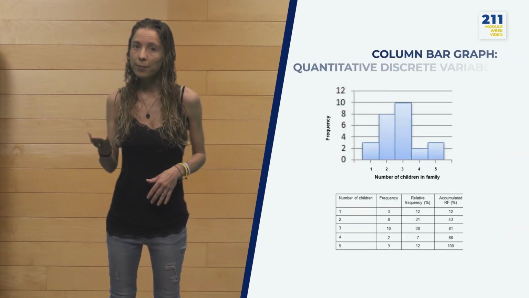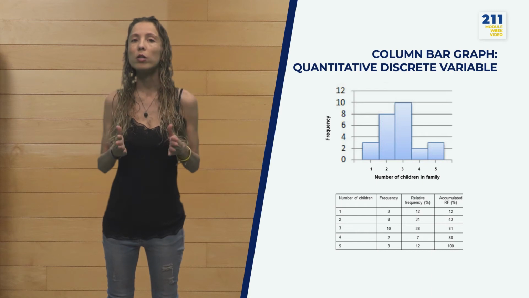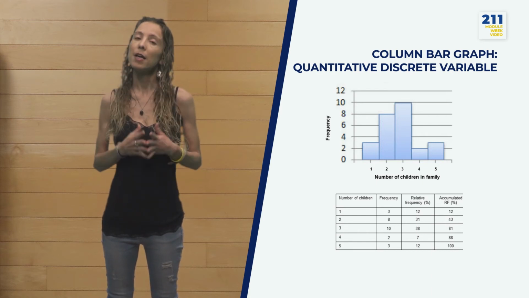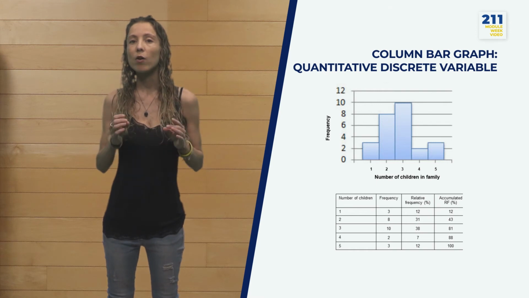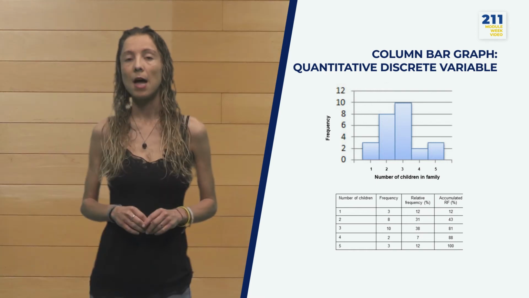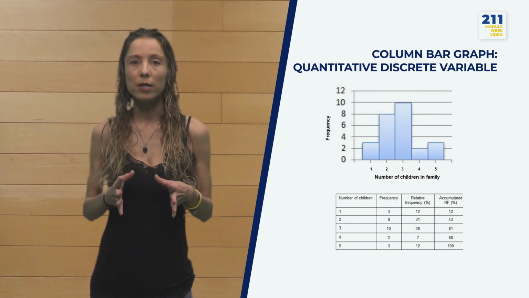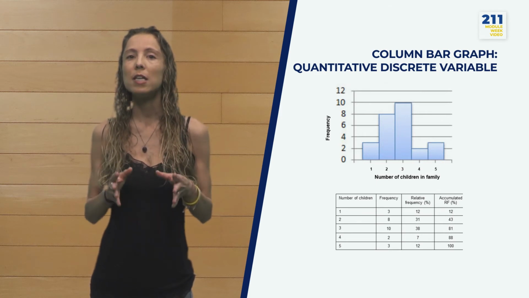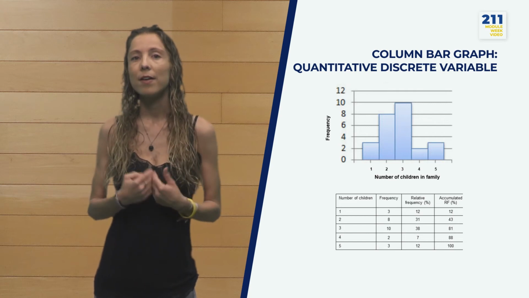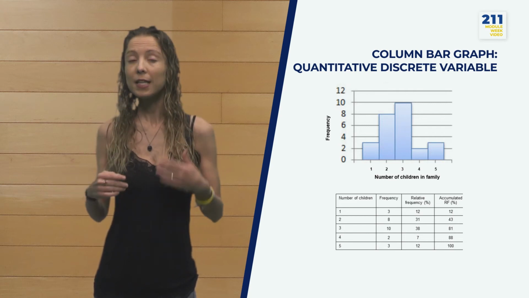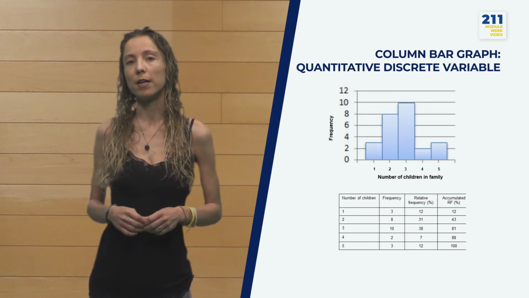On the other hand, this column bar graph represents the frequency of a quantitative discrete variable. In particular, it describes the variable number of children in family. Again, through the graphic, we can see at once that the highest frequency is for 3 children, followed by 2, and then the rest of the values. Nevertheless, the table helps us to specify the values.